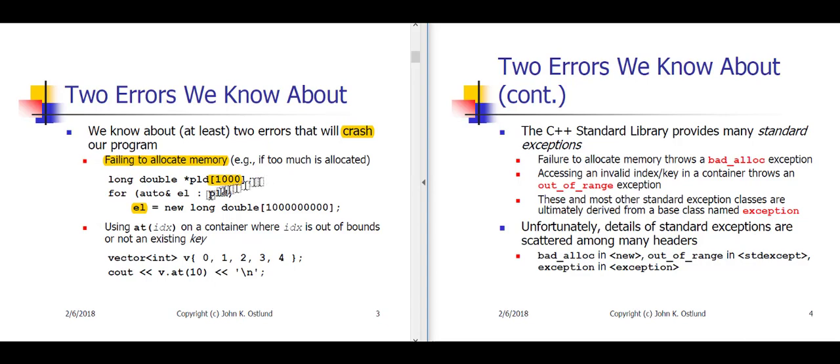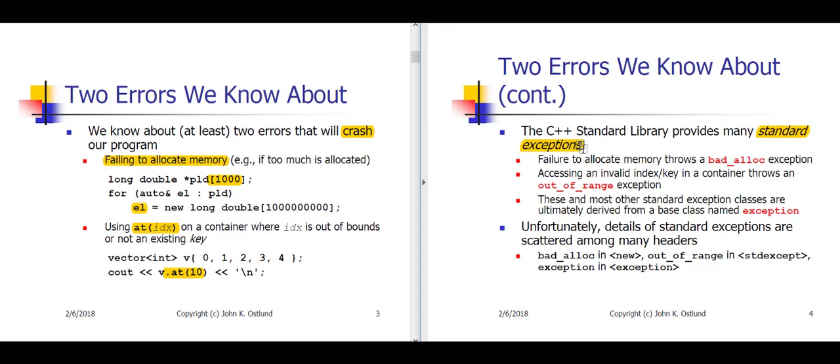Another situation where we know our program is going to crash is if we have a vector or a deque in which we're able to do subscripting using an integer index between 0 and the size of the container minus 1. When we use the at member function and give an index that's outside the bounds of the container, we know that will throw an exception and that will crash the program. Okay, so these are two different kinds of the so-called standard exceptions.